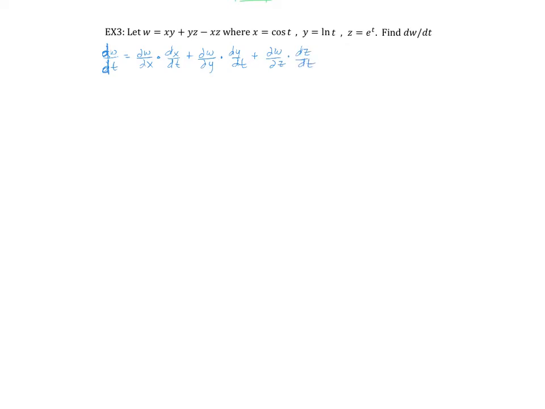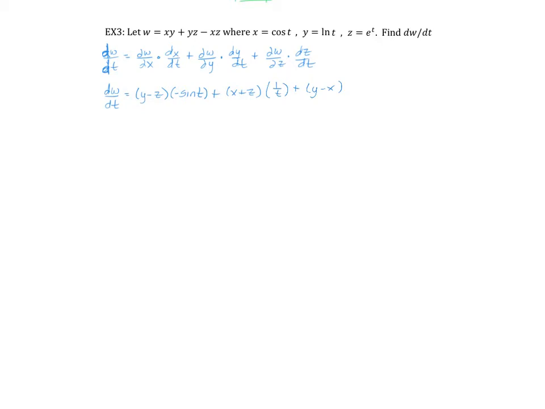Again, you can also draw the diagram. So the derivative of w with respect to t, the partial of w with respect to x would be y minus z times dx dt is negative sine t plus partial of w with respect to y looks like x plus z, and then dy dt is 1 over t plus partial of w with respect to z is y minus x.